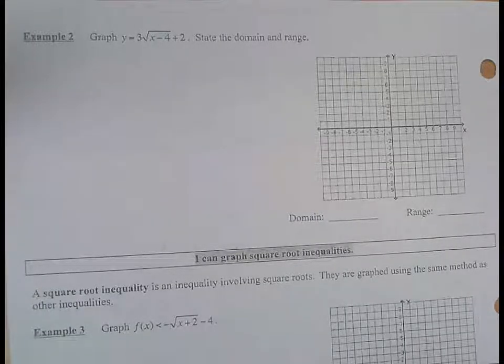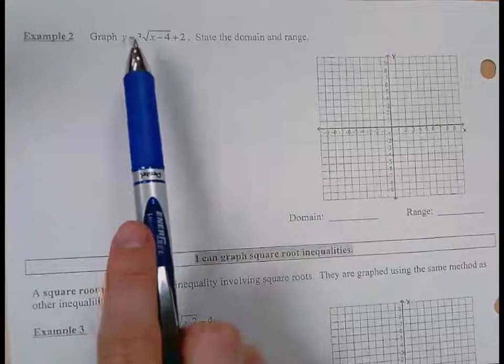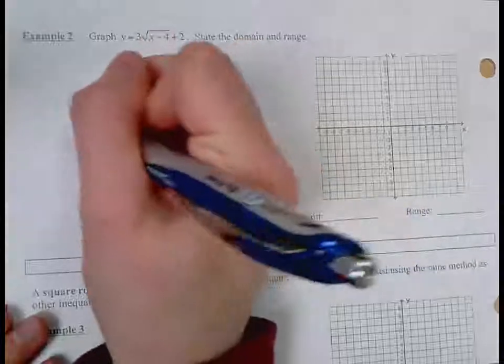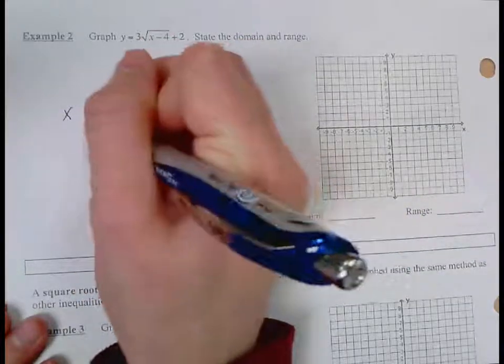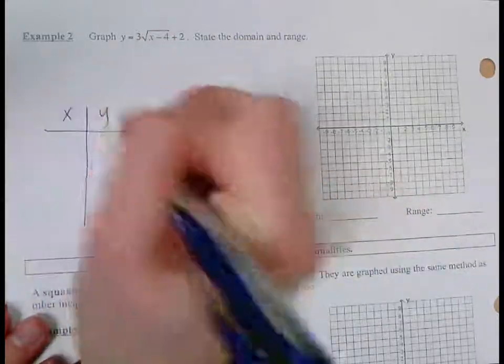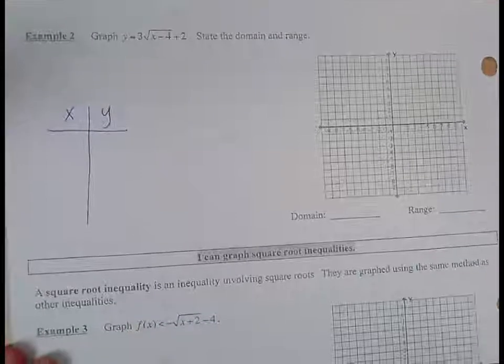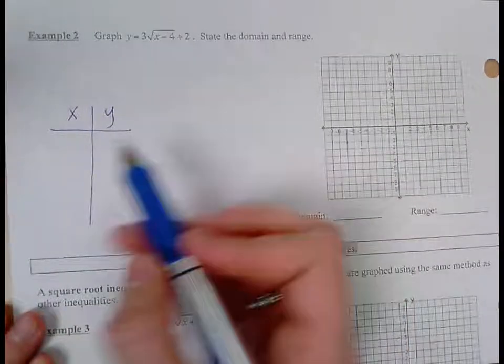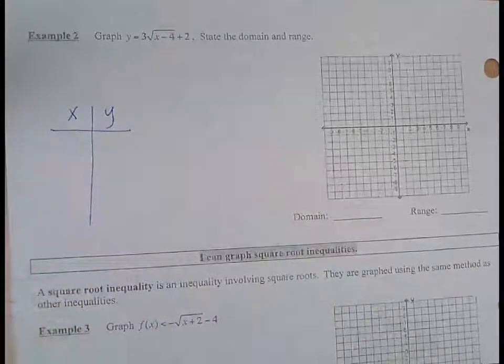So looking at example 2, we're going to graph y equals 3 times the square root of x minus 4 plus 2, and then state the domain and range. And I usually graph these by making a table. But as I had stated before, your starting point is the ordered pair (h, k). So you want to identify h and k first. And we can identify A as well.